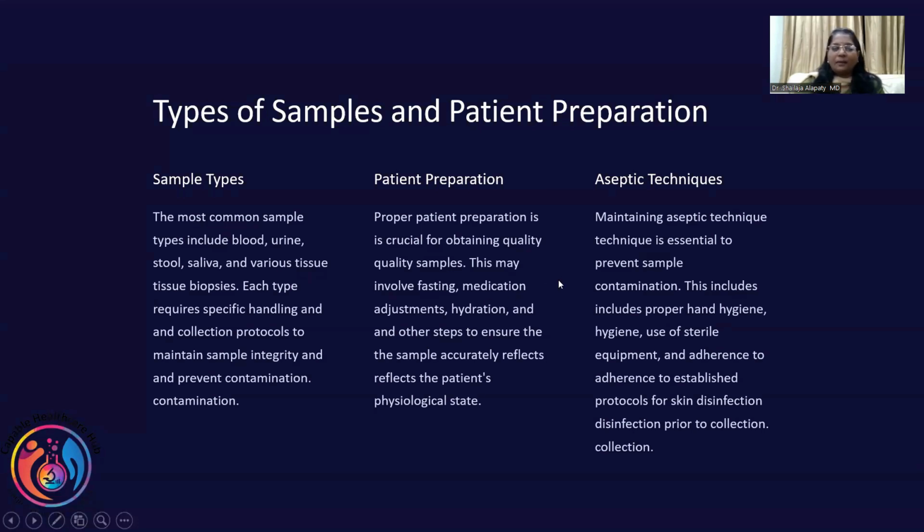Now, what are the types of samples and patient preparation? Everybody, when we talk, they only talk about blood. No. We have urine, we have stool, we have saliva, we have tissue biopsies. And each type requires specific handling and collection protocols, to maintain integrity and prevent contamination. When I mean contamination, what is not there is introduced, or what is there is lost. Either way, the integrity of the sample is lost.